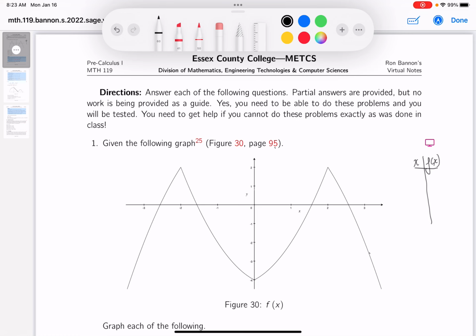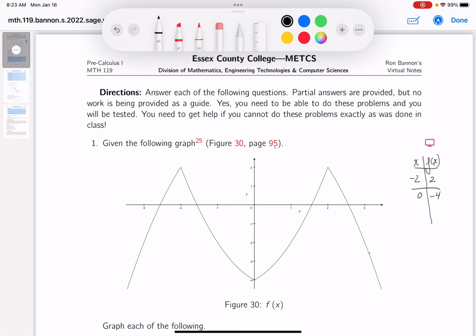The points I'm observing here are minus 2, 2. That's a relative, or it looks like a global maximum at this point. The other point I'm observing is 0, minus 4. Looks like a local minimum point.